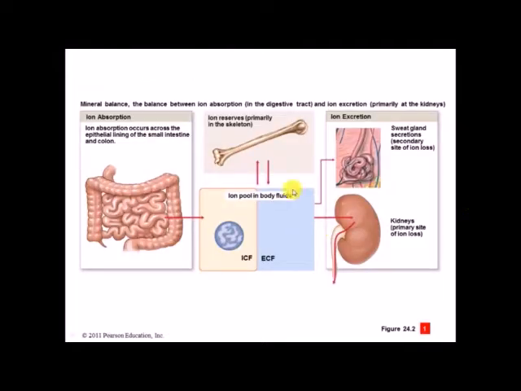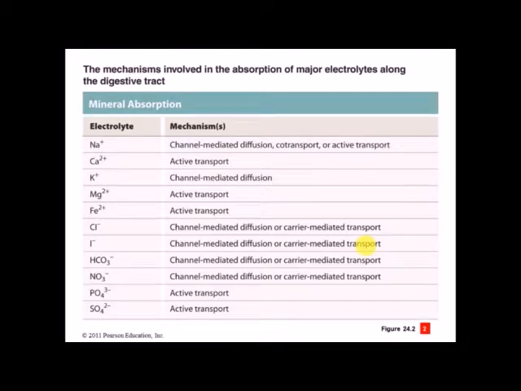So if we look at this image, you can see absorption, intestinal system going into our intracellular fluid and extracellular fluid. It's going to go back and forth between our ion reserves. We do have some loss through our sweat glands, and then we have most of the loss that takes place in the kidneys.